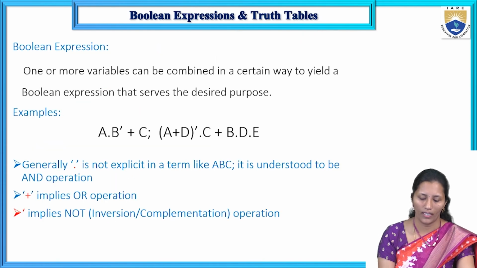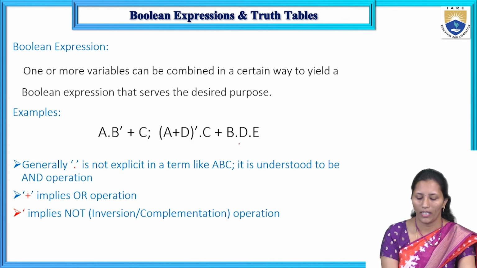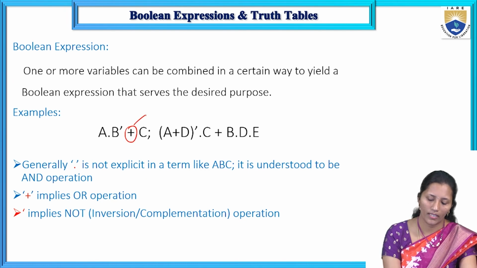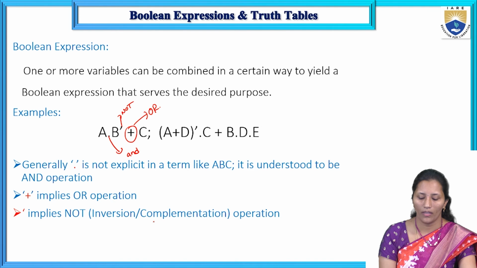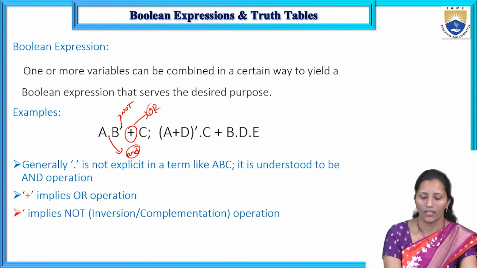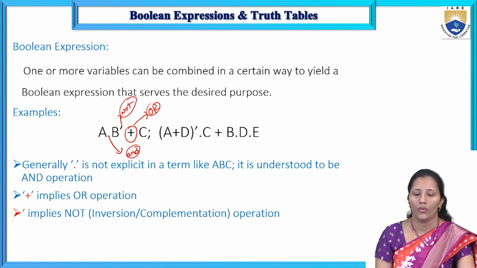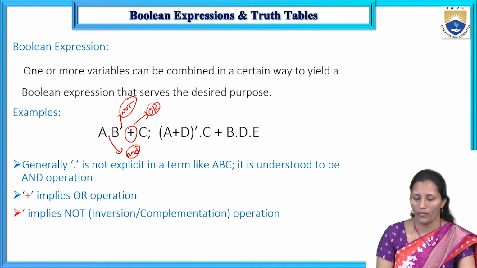So here we are taking the Boolean expression AB bar plus C and A plus D bar dot C plus BD. Here plus implies the OR operation, this dot implies the AND operation, and the bar implies the NOT operation. If we know these three operations, it is easy to perform Boolean logic equation simplification.